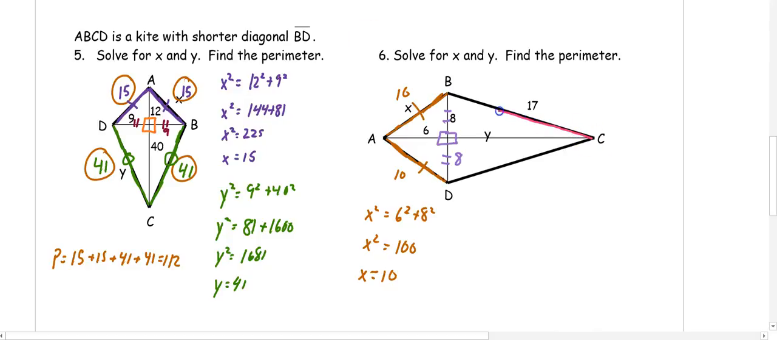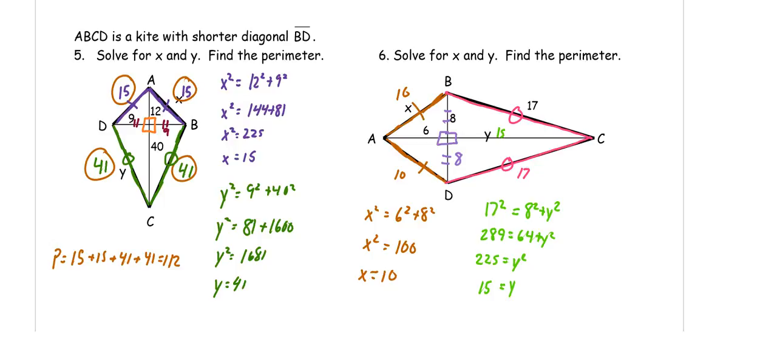Then we know that BC and CD are congruent because they are the other set of consecutive sides, but I still need to find y. This time, y is not a hypotenuse because across from the right angle is 17. So to solve for y, we're going to have 17 squared equals leg squared plus leg squared. 17 squared is 289 equals 64 plus y squared. Subtract 64 from both sides. 225 equals y squared. When we take the square root, y is 15.